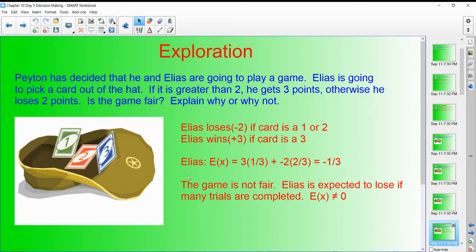Okay, the game is only fair if we expect to win and lose the same amount of coins or points or money. If the expected value is 0, it's fair. If it's not 0, it's not fair. Sometimes it's in our favor, sometimes it's in someone else's favor.